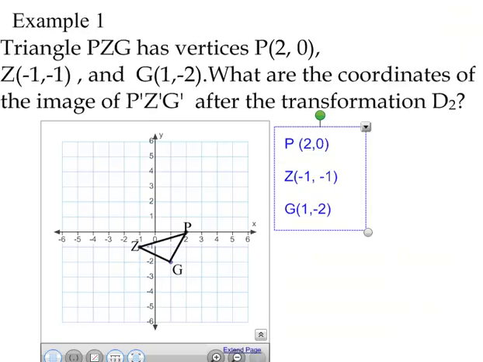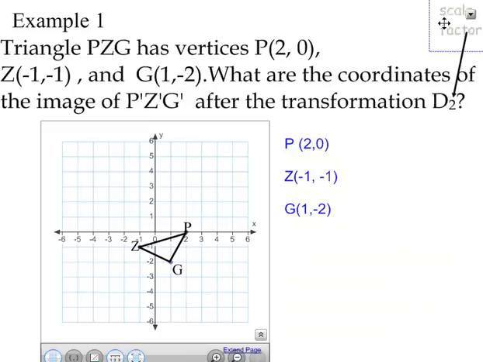Let's try an example. So example 1 says, triangle PZG has vertices P(2, 0), Z(-1, -1), and G(1, -2). What are the coordinates of the image P prime, Z prime, G prime after the transformation D2? So we know we're dealing with a dilation. We see that capital D, and it's being followed by the scale factor. That 2 is your scale factor.